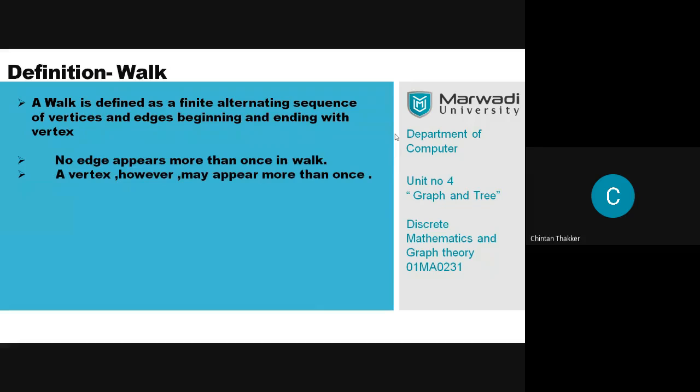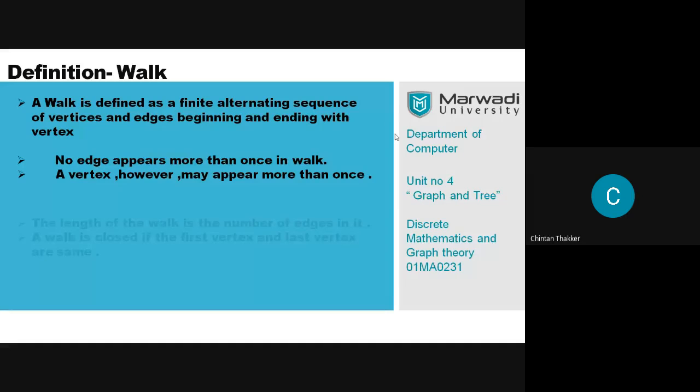Now, in this walk, in this sequence, the edge appears only once. We are not repeating the edge. In this walk, we consider that the edge is not repeated; it comes only once, and vertices may be repeated.